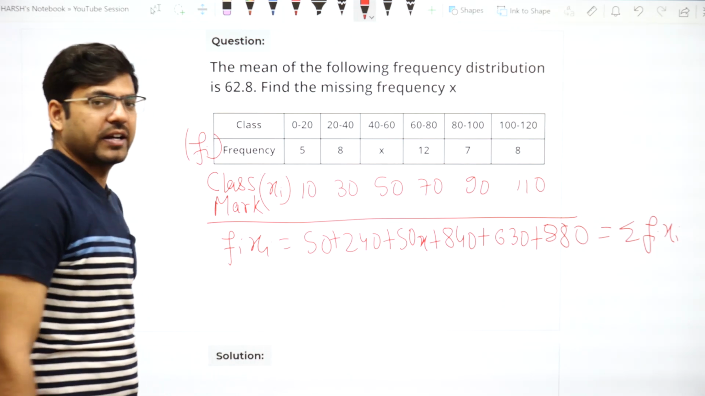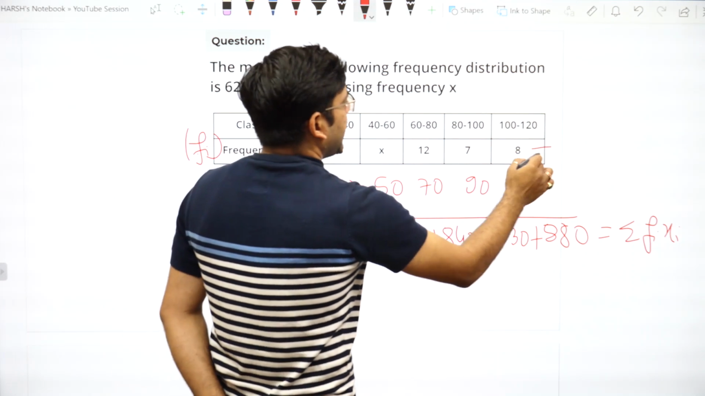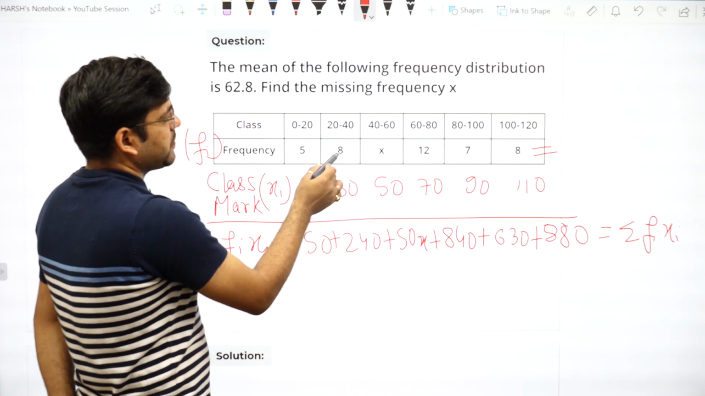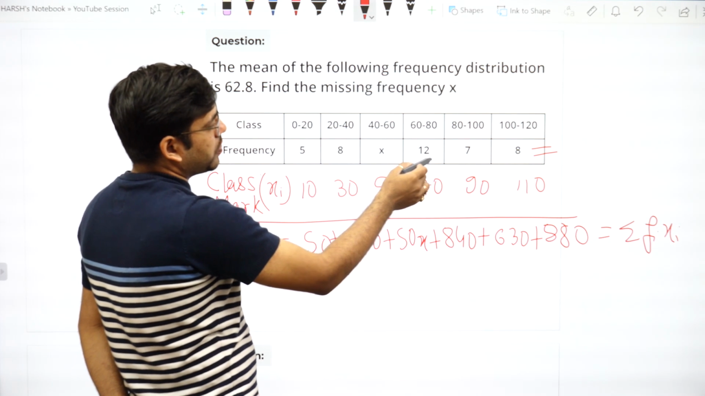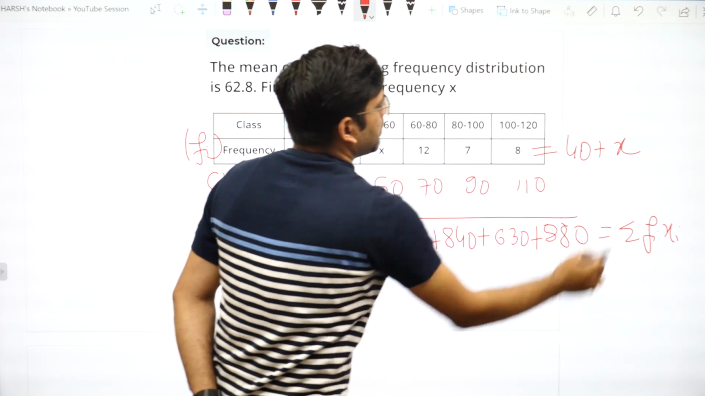Summation Fi, Xi, isn't it? And divided by summation Fi. So if I add all of them, 8 plus 5, 13, 13, 12, 25, 25 and 15 is 40 plus x. This is 40 plus x.